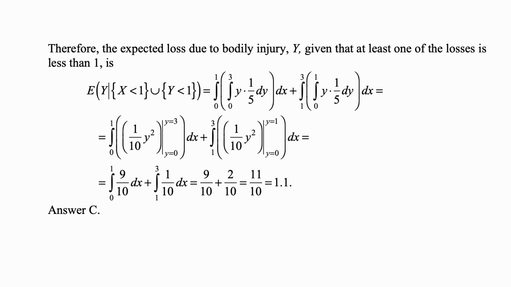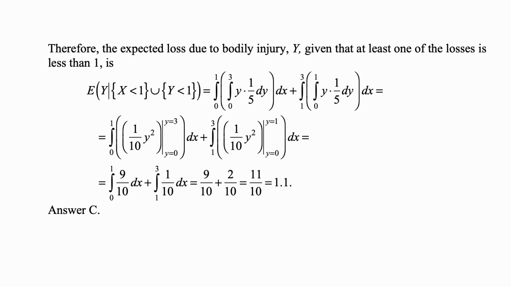And then the second integral is for x between 1 and 3 and y between 0 and 1 of y times the density of 1/5 dy dx. And that becomes the integral from 0 to 1 of 1/10, because the integral of 1/5 y is 1/10 y squared. This is evaluated from 0 to 3 for the first integral and from 0 to 1 for the second integral. So evaluated from 0 to 3 gives us 9/10. And evaluated from 0 to 1 gives us 1/10.